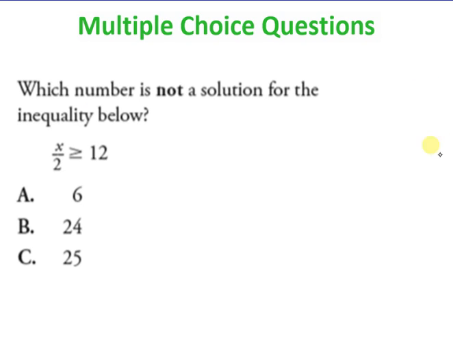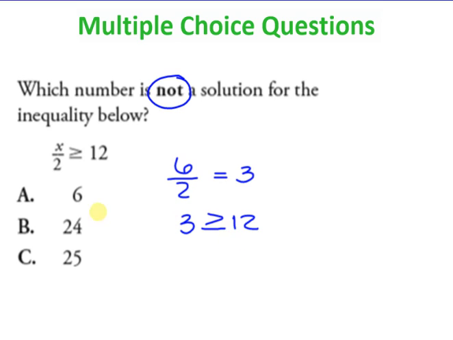All right, which number is not a solution for the inequality below? So we need to plug these numbers in and figure out which one does not work. So let's start off with 6. So 6 over 2, that is 3. So is it true that 3 is greater than or equal to 12? That is not true, but let's check the rest of them.